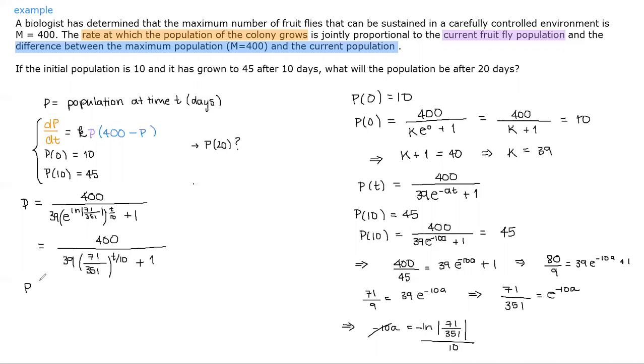And so if I want to evaluate this at 20, I now just have to plug in the value of 20. So this is the expression for any value of t, P as a function of t, and now I just have to plug in 20, which means I'll have 400 over 39 times 71 over 351 to the power of 20 over 10, the whole thing plus 1. Which after you plug into your calculator is 154.09.